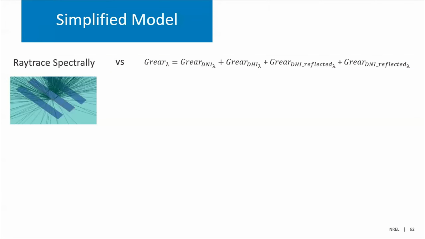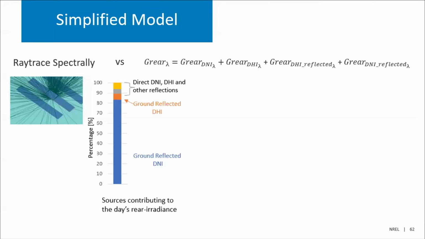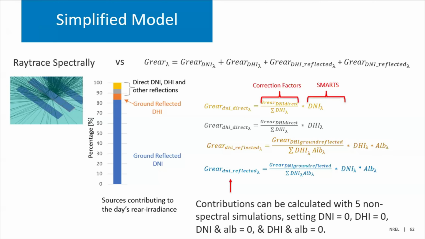Now we simplify the method, so you can ray trace every wavelength, or you can also do it by contribution. You know, G rear or G front, any G rear is a summation of the direct light, the reflected direct, reflected diffuse, and diffuse light. So if you know how much that amount of light is, and you have your spectrum from SMARTS DNI and phi, then we can calculate also a rear spectrum, summing all of that.